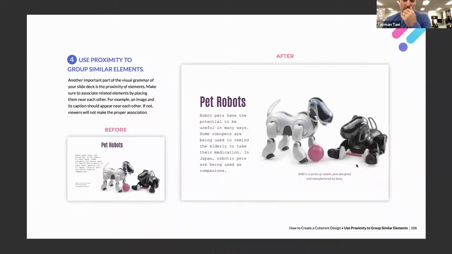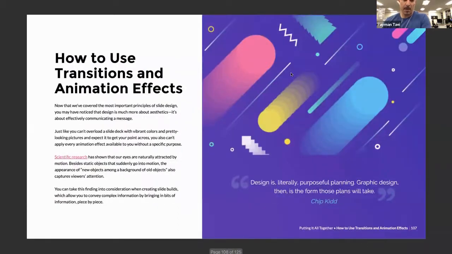Proximity to group similar objects. So if you look here, we're talking about these two pet robots. There's a certain proximity between them, and that's what we're utilizing here. So you're basically placing objects near each other, in proximity to each other, to show relation. I don't think actually this is the best example, to be honest. There are some better examples, but just approach it as similar elements near each other.